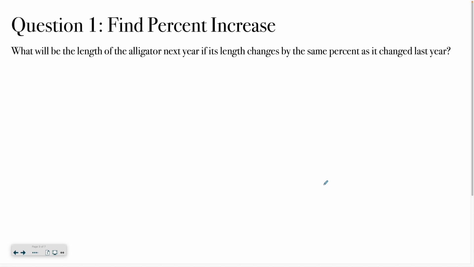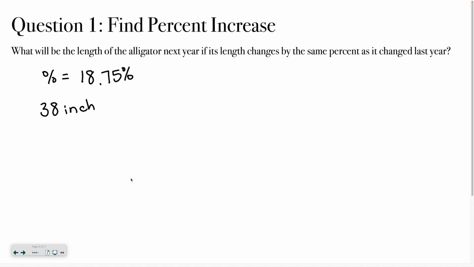Okay, so with that in mind, what will be the length of the alligator next year if it changes by the same percent as it changed last year? So the percent it changed by last year, what we just solved for, that was 18.75%. And then basically what you're doing is you're taking that 38-inch alligator as your new original.